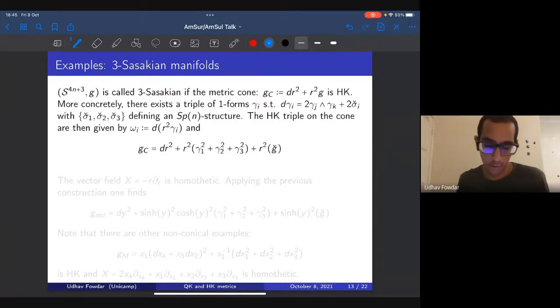The sort of thing you should think of is S7. If you start with S7, then the cone is the flat metric on R8. And the conical metric is really, you can think of this as symmetric on S3, and this guy here are symmetric on S4.